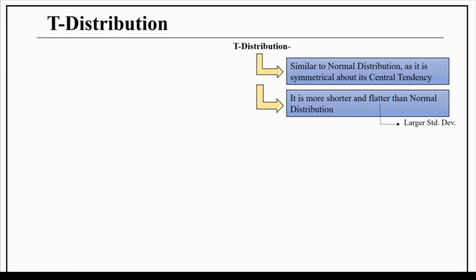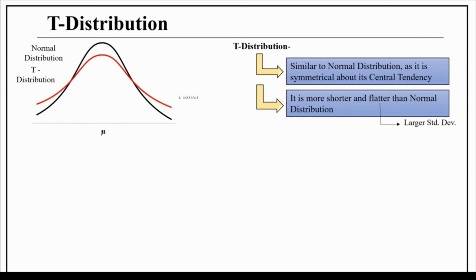The topic which we will cover here is t-distribution. So what is t-distribution? It is similar to the normal distribution as it is symmetrical about its central tendency. So how it is different from normal distribution? It is much shorter and flatter than the normal distribution curve. Here flatter means having a large standard deviation.